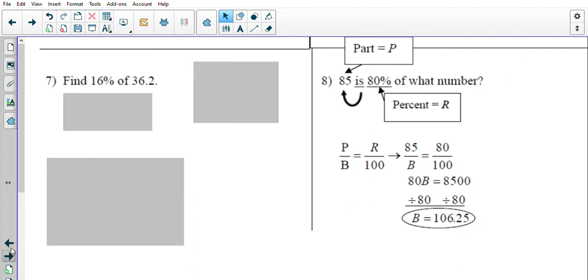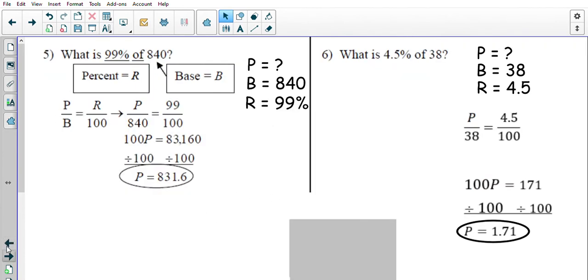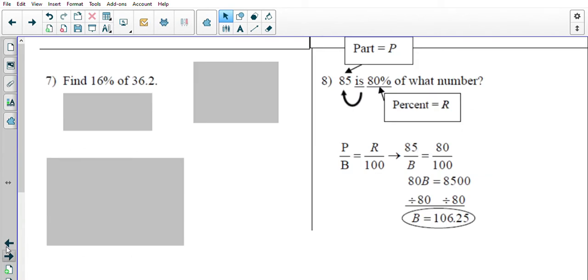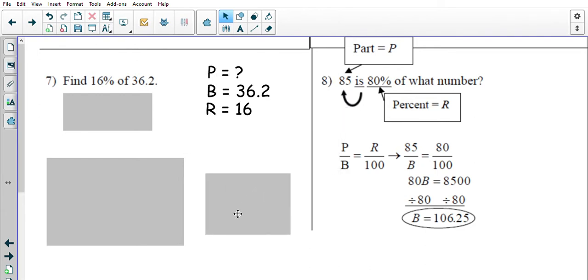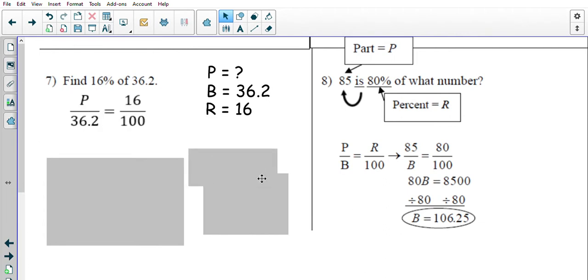All right, 7 and 8 are not quite going to go hand in hand here because number 7 is very similar to the last couple. It's just worded a little bit differently. So it says find 16% of 36.2. So "of 36.2" means 36.2 is my base, 16 is R, P is my unknown. P over B is going to be P over 36.2 equals 16 out of 100. Remember that percent always goes over 100.